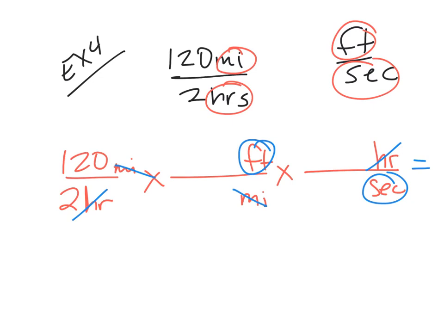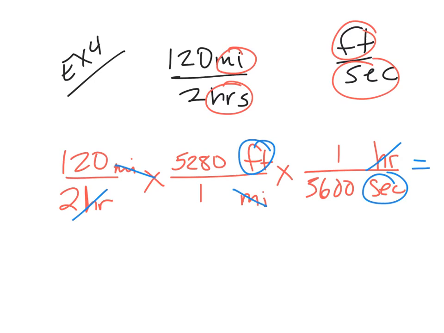All right, so how many feet are in 1 mile? I'll just tell you for now. 5,280 feet in 1 mile. How many seconds are in an hour? There are 60 seconds in a minute. How many minutes in an hour? 60. So you do 60 times 60, which is 3,600.